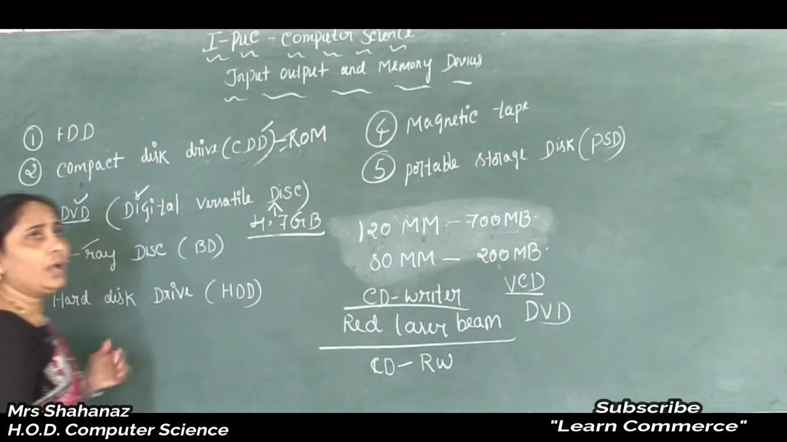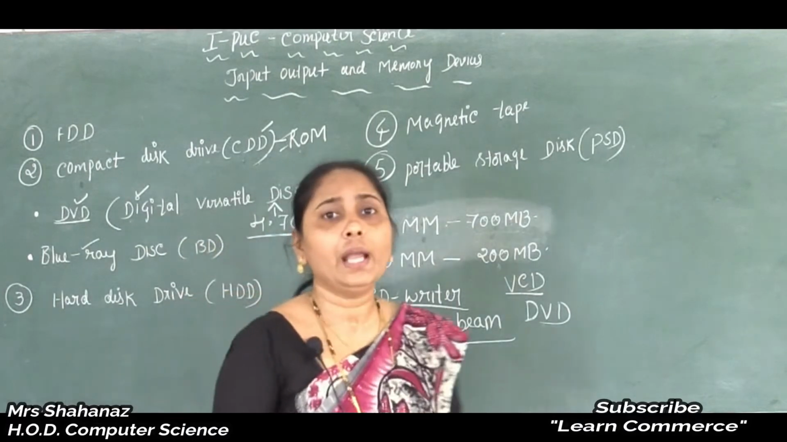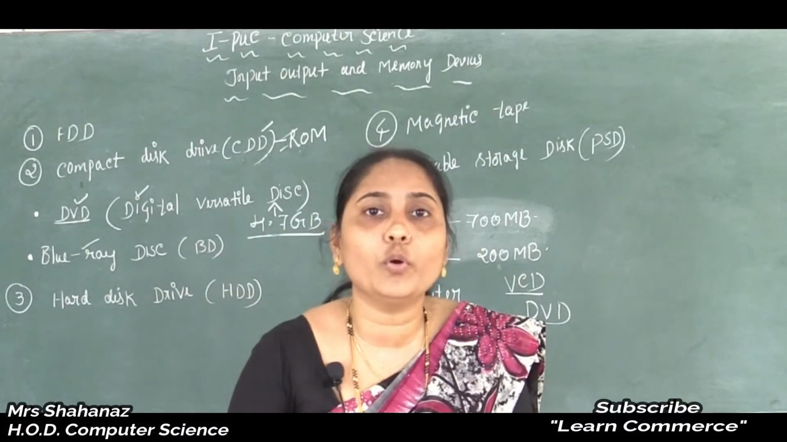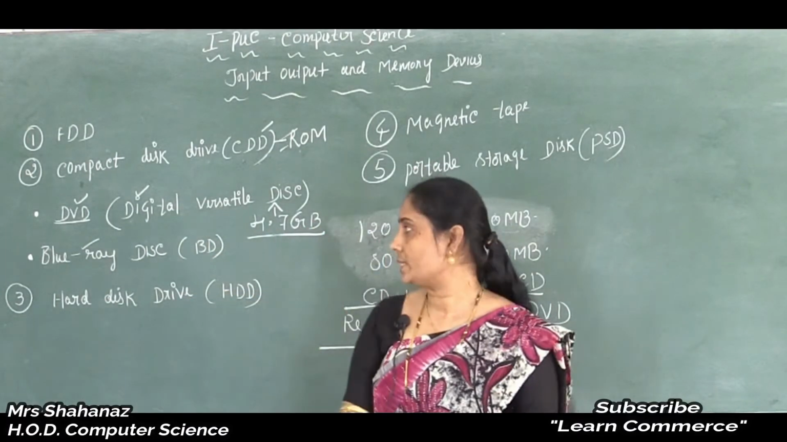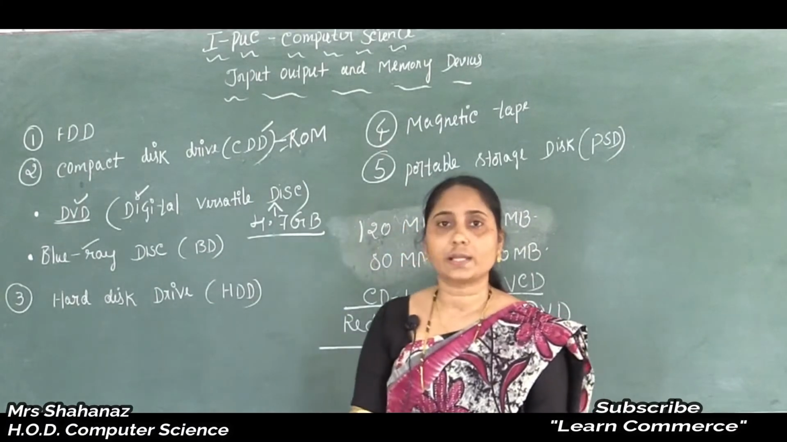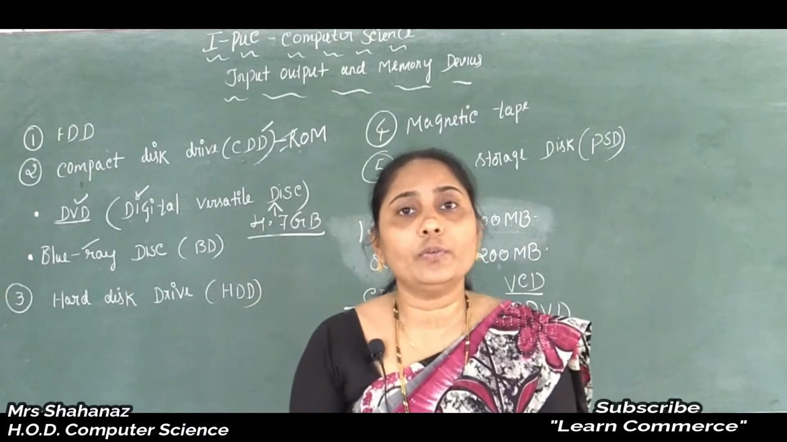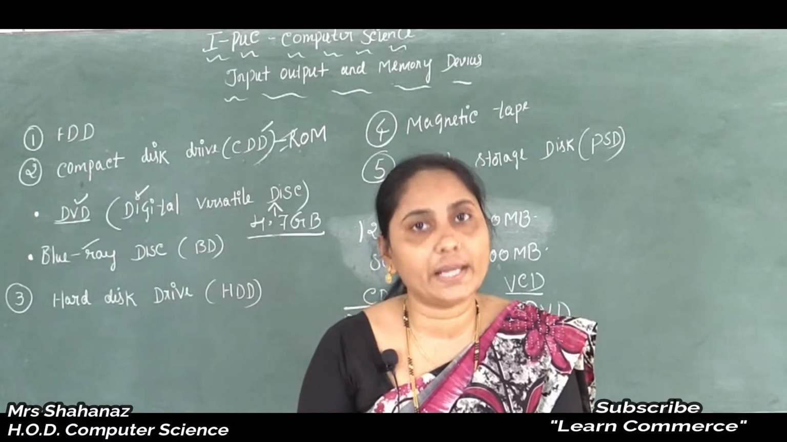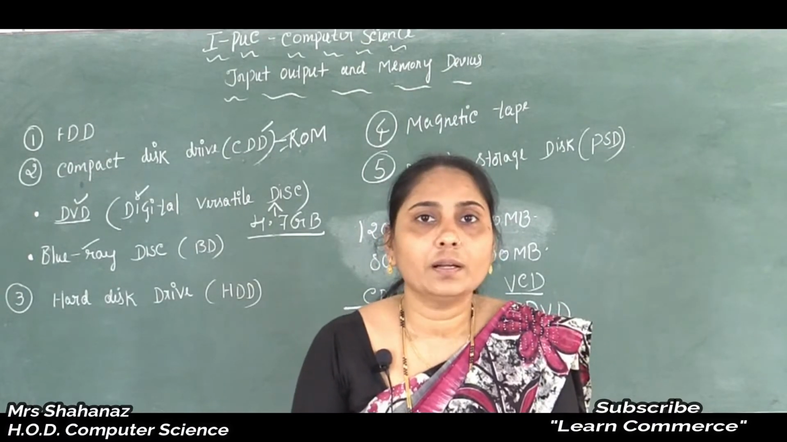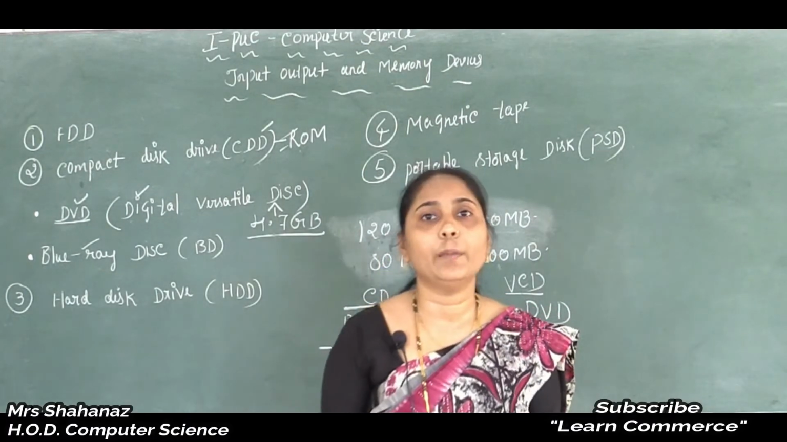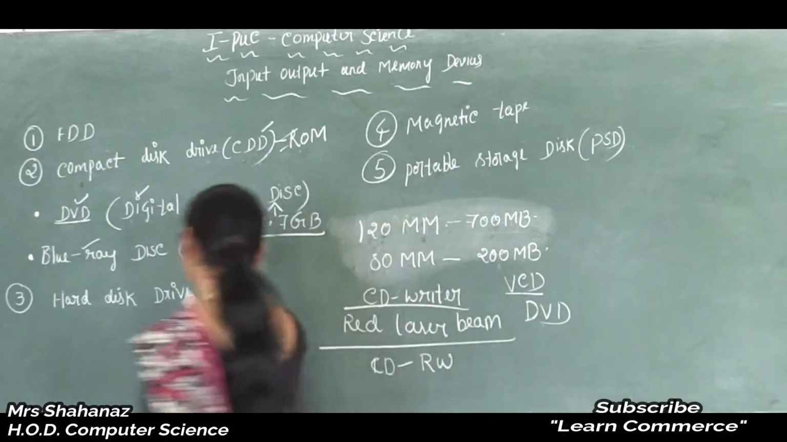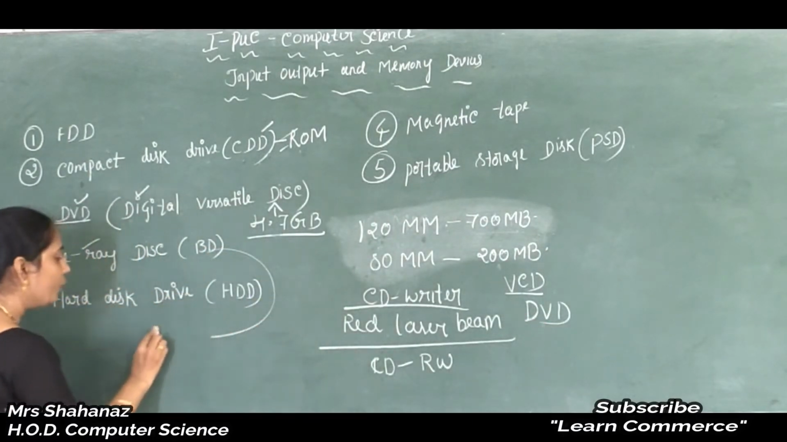And after completing the DVD, the next thing is our Blu-ray disc. So next is the Blu-ray disc. The Blu-ray disc is also called the BD disc. What's the other name of the Blu-ray disc?